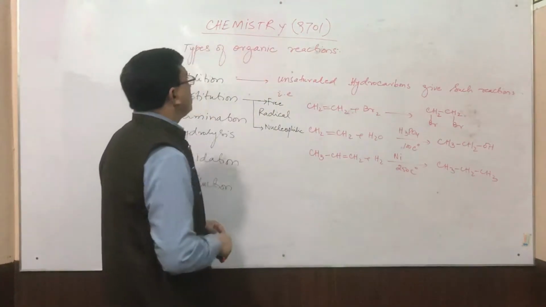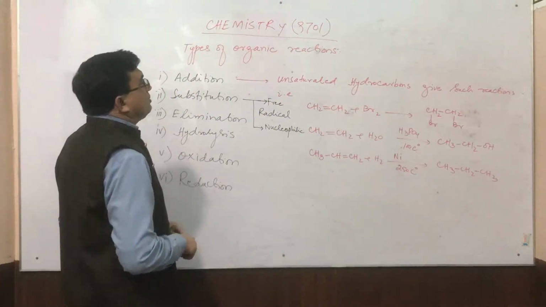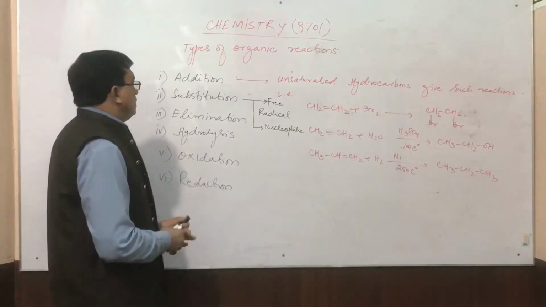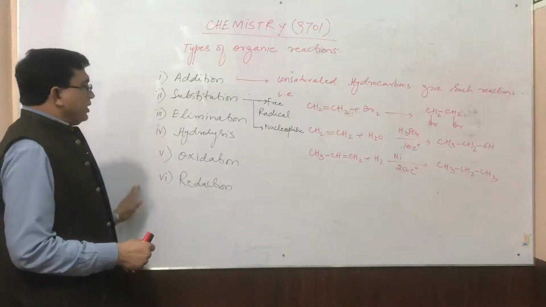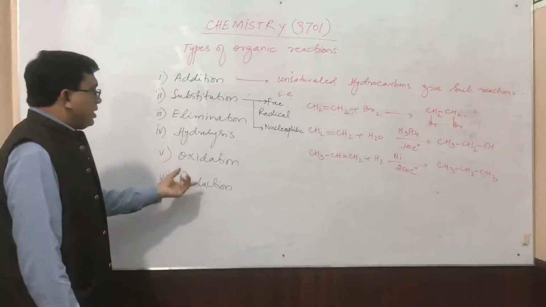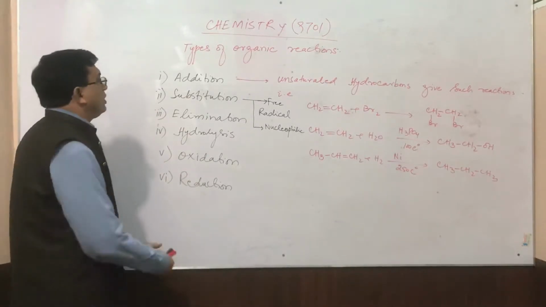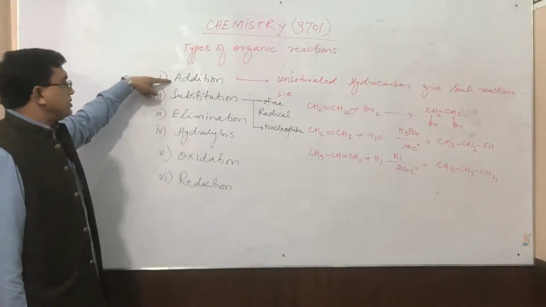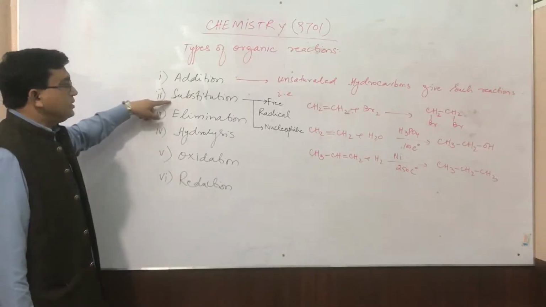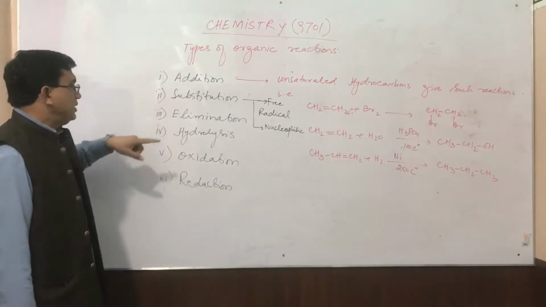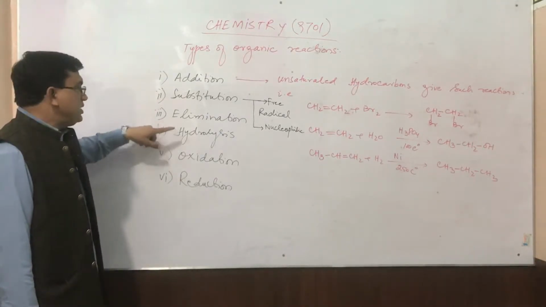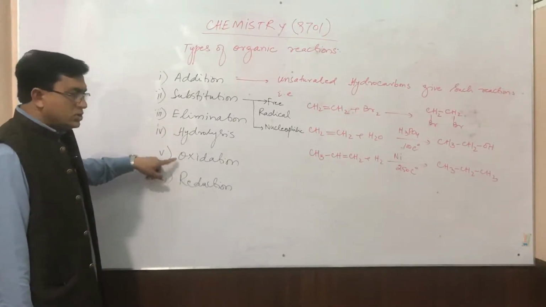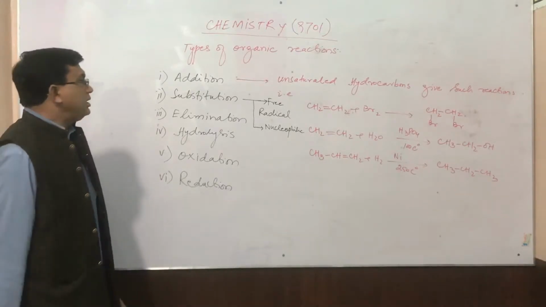Our next topic for the AS level chemistry is the types of organic reactions. There are the following types which are more prominent, which are discussed regularly. For example, number one is addition reactions. Second, substitution reactions. Third one, elimination reactions. Fourth one, hydrolysis. Fifth one, oxidation, and then reduction.